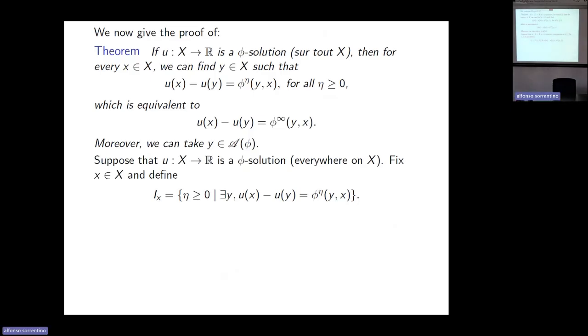This is in fact an interval starting at 0, because we saw that if uy minus ux, I'm going to write it here, is larger than phi eta yx, and use absolute.